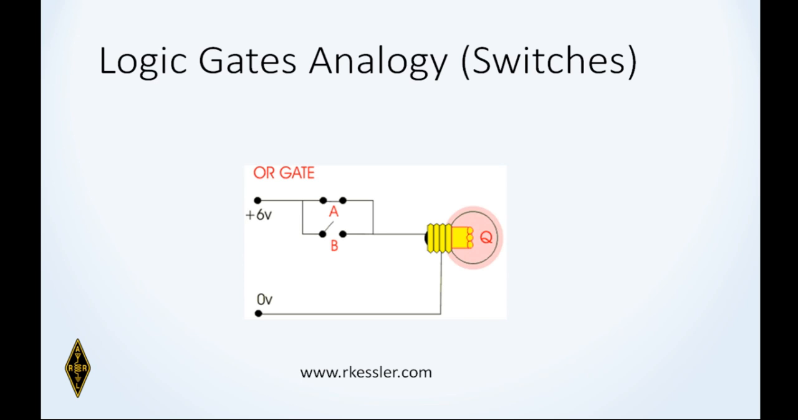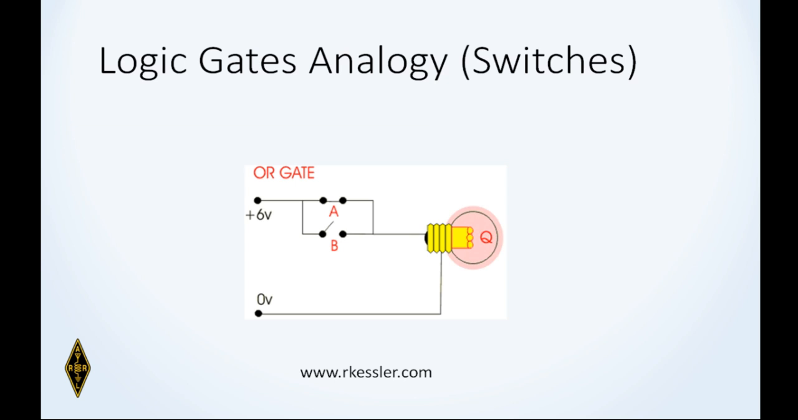So here's a nice animation that shows an analogy of an OR gate. You have two inputs, A and B, and an output, which is the light. And if switch A is closed, then the light will light. If switch B is closed, the light will light. And if both are closed, the light will light. So this is an OR gate. A or B will give you an output.